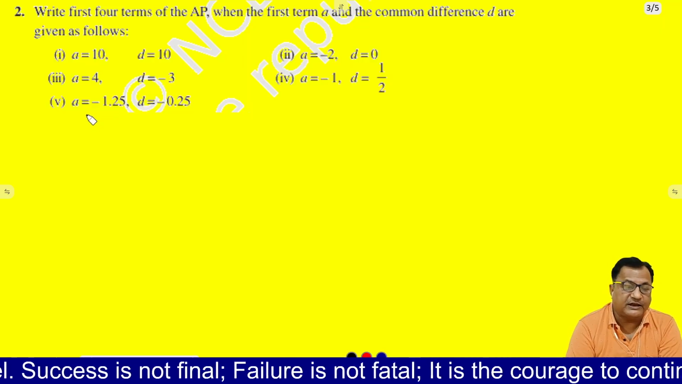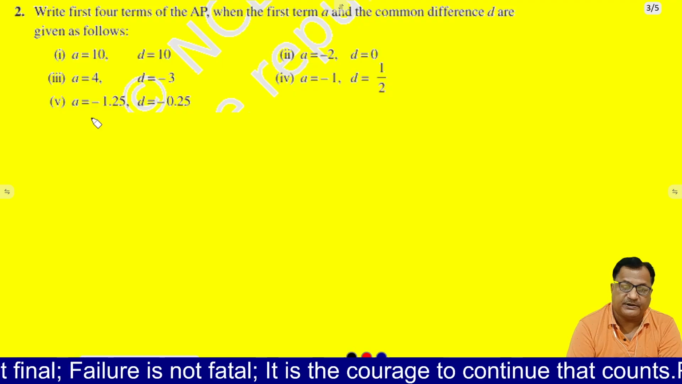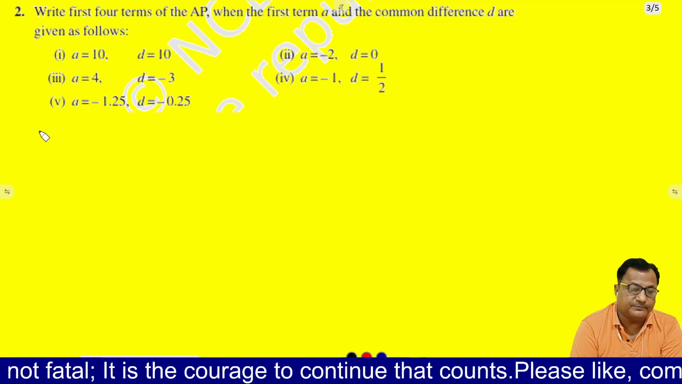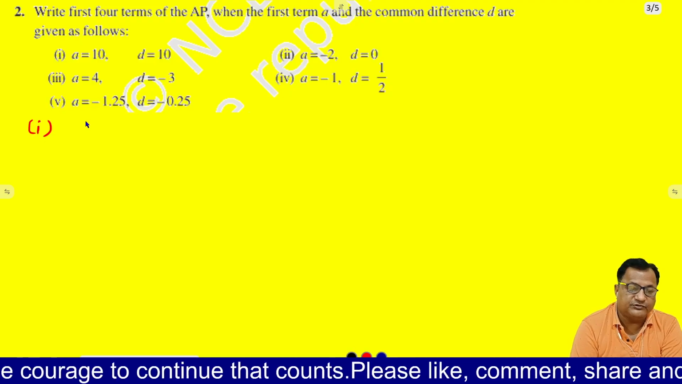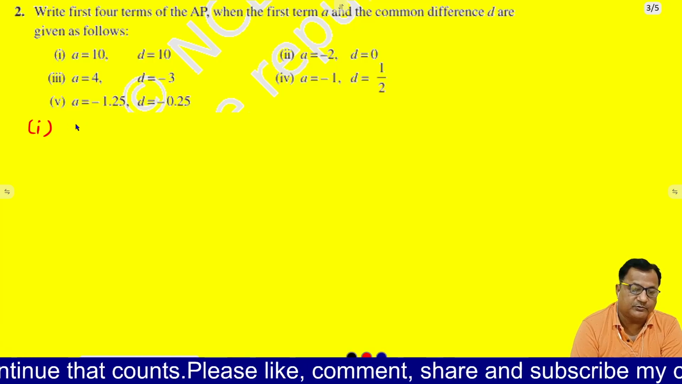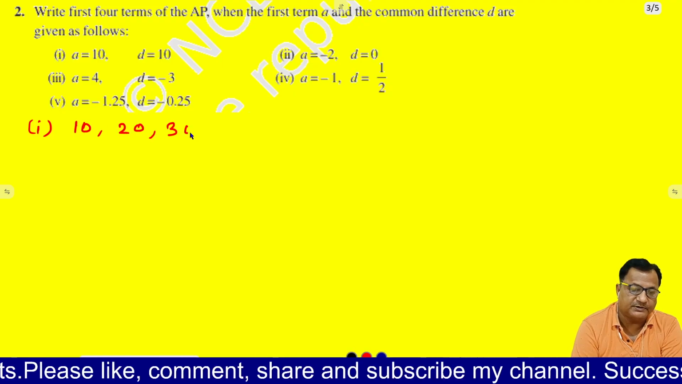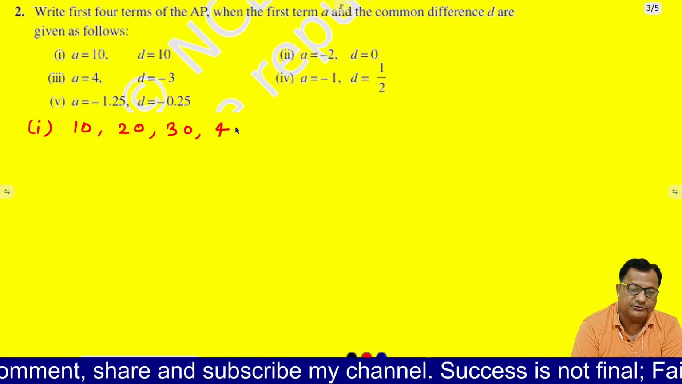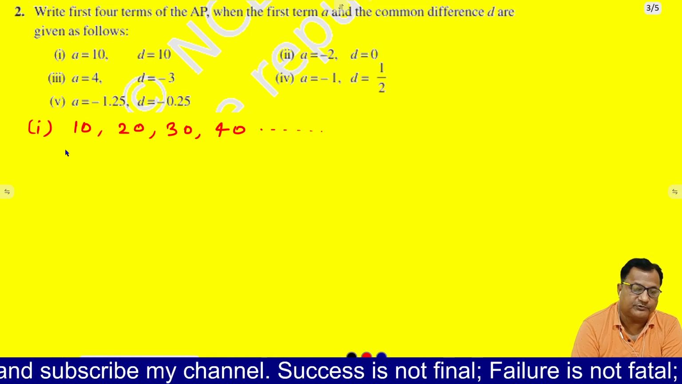The question is: write the first four terms of an AP when the first term A and common difference D are given as follows. Question number 1. A is equal to 10 and D is equal to 10. So the first four terms will be 10, second will be 20, 30, 10 we will add, this is 40. We have to find only the first four terms.